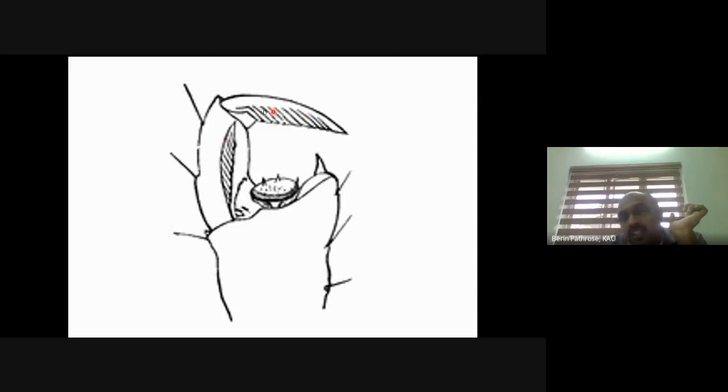So what it will do is, with this pretarsus, it presses against this thumb-like projection on the tibia.